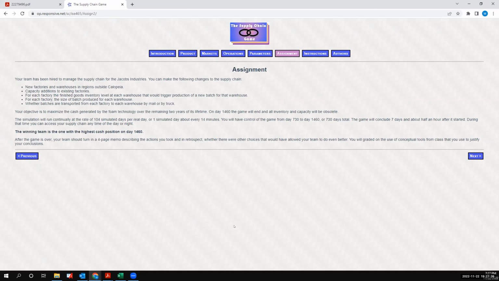Have the option of adding capacity to Calepia. And by the way, you start from reset, right? You don't continue from where you left off in the first game. It goes back and rewinds to the initial conditions.